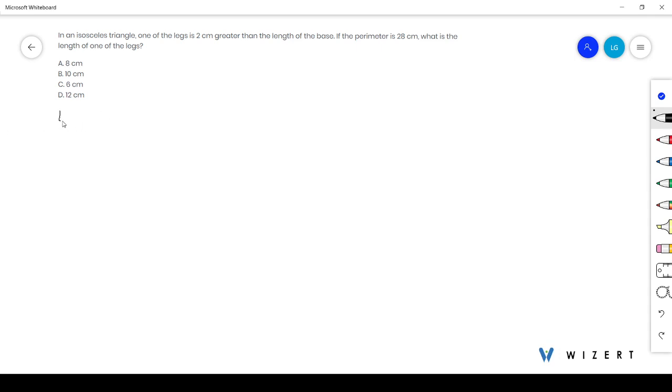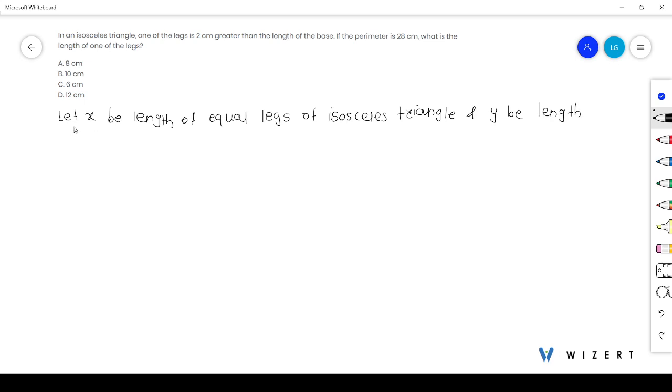Here, let x be the length of equal legs of the isosceles triangle. As we know that an isosceles triangle has two sides equal, and y be the length of the base.